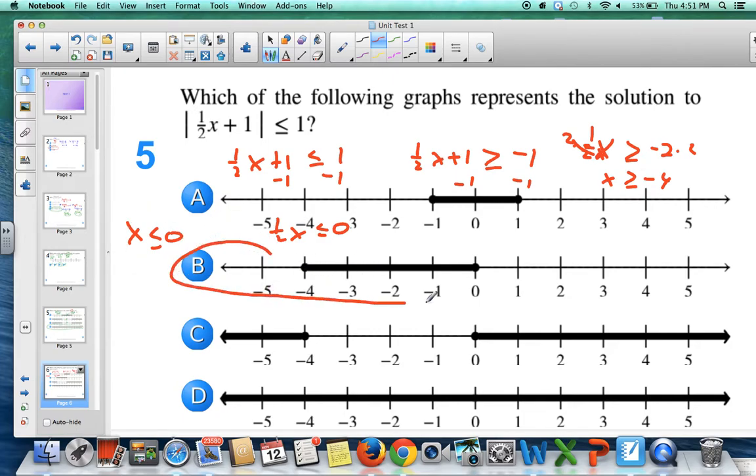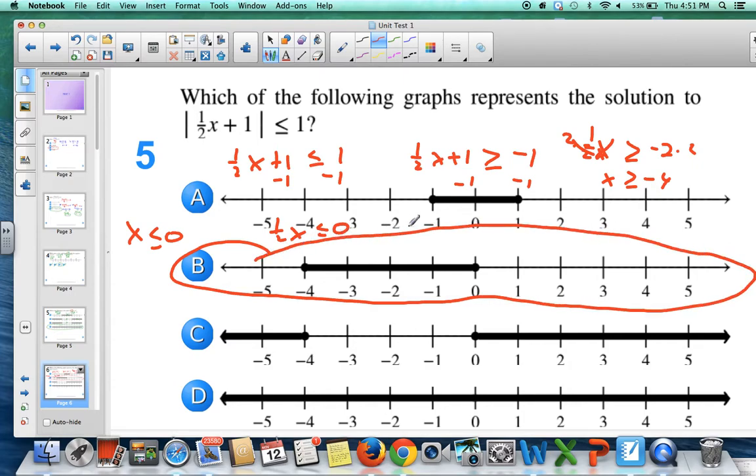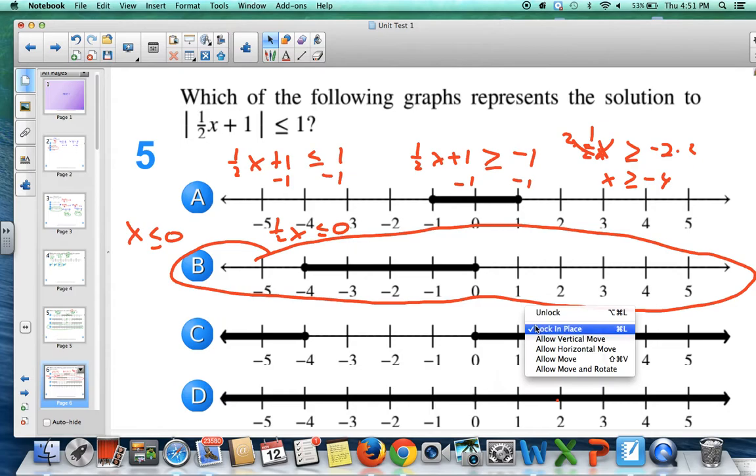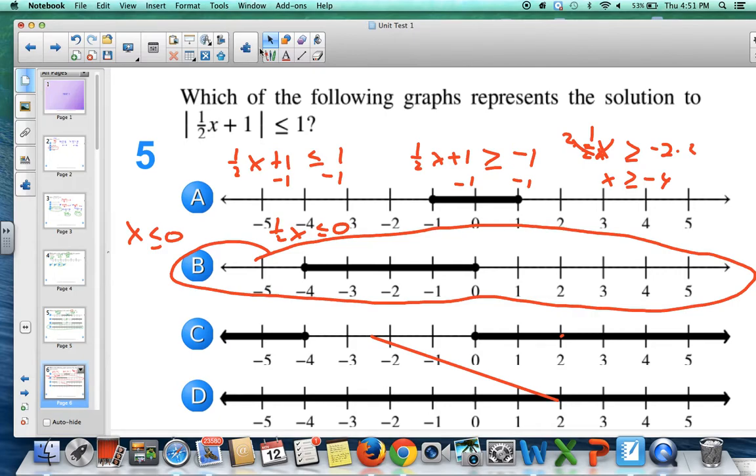Now, if you didn't know how to do that, that doesn't mean you give up. You start putting numbers in. Pick a number like 2. If I put 2 into here, half of 2 is 1. 1 plus 1 is 2. Absolute value of 2 is less than 1. That's not true. So right away, since 2 is supposed to be a solution here and here, it's not. So what happens is this is not a solution. So we cross off this one and this one because 2 is not a solution, even though it said here.